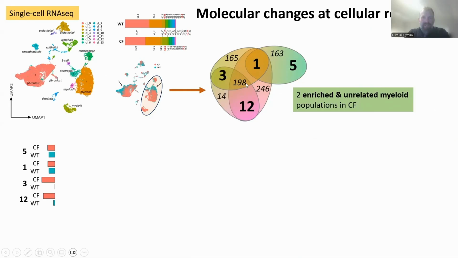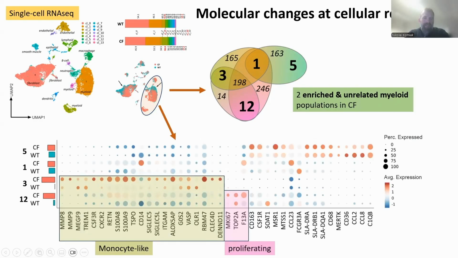On consistently regulated genes, they showed identity with cluster 1, but they showed no similarity between them, suggesting that they were enriched and unrelated myeloid populations in CF. And indeed, when we looked at classical marker genes for myeloid cells, cluster 12 turned out to be a strongly proliferating cluster, indicating tissue residence, whereas cluster 3 had clear signatures of monocyte-like cells.